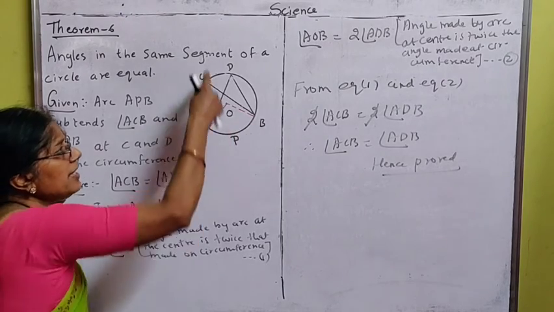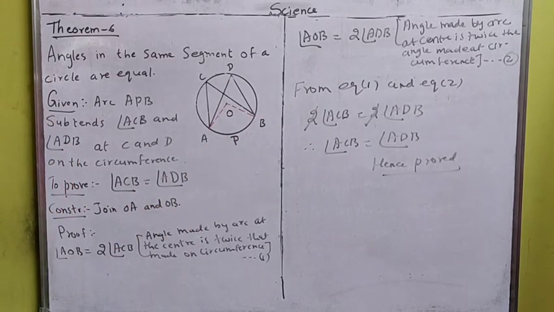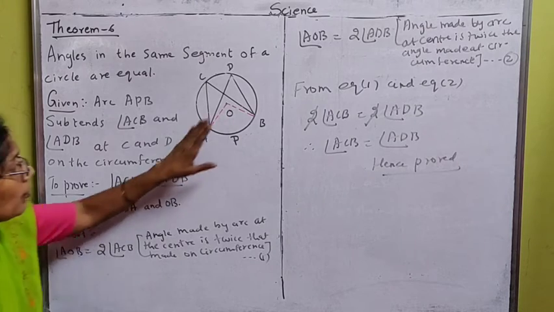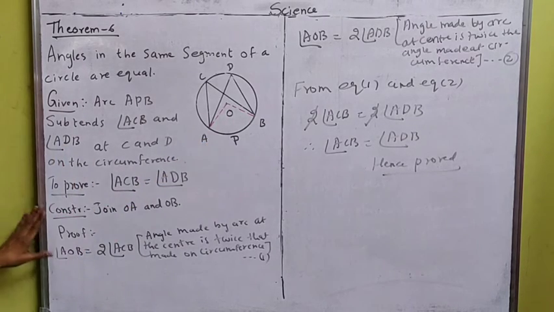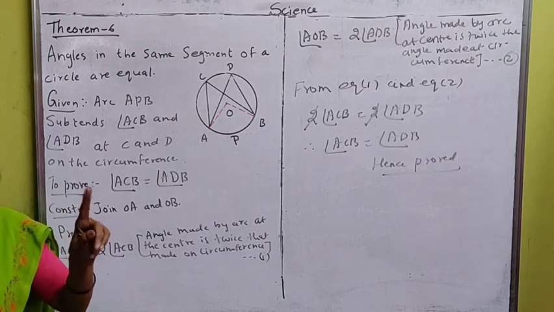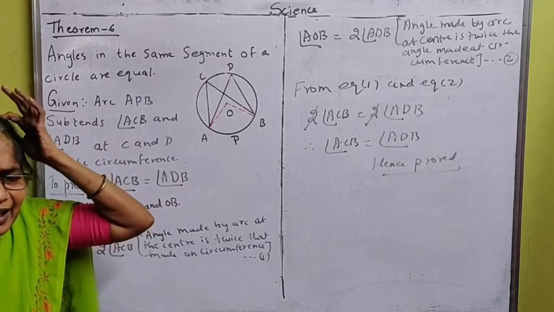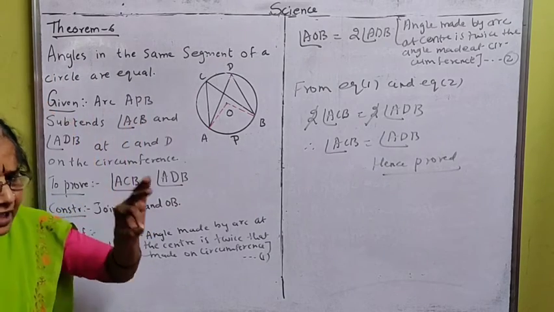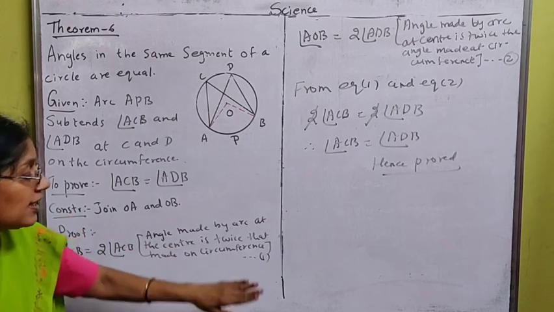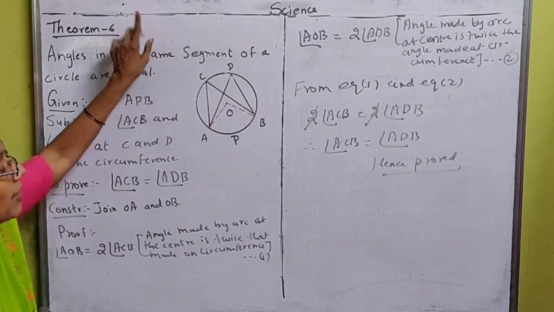Angle ACB is equal to angle ADB. What are you going to do? Construction: join OA and OB. Proof: what will you take? The angle made by the arc at the center is double the angle made by the arc on the circumference. That we are going to take. That is theorem number 5.